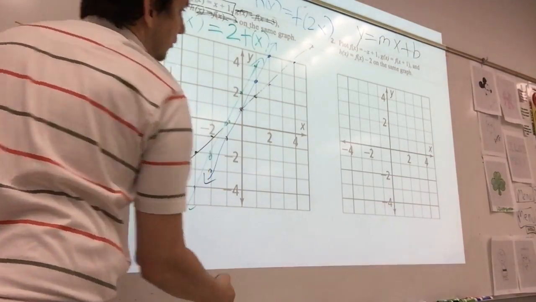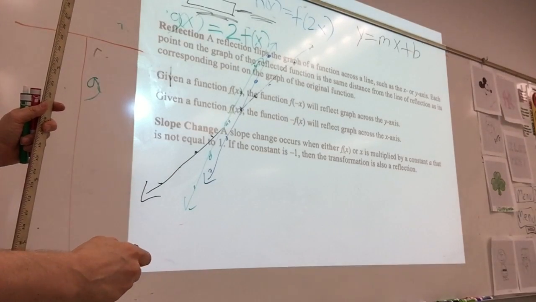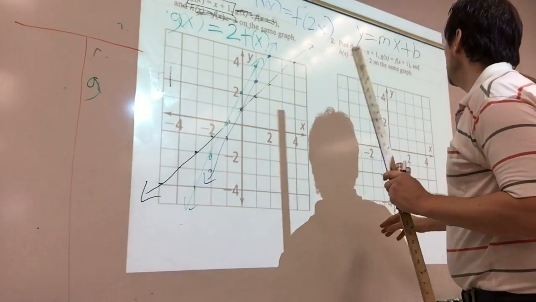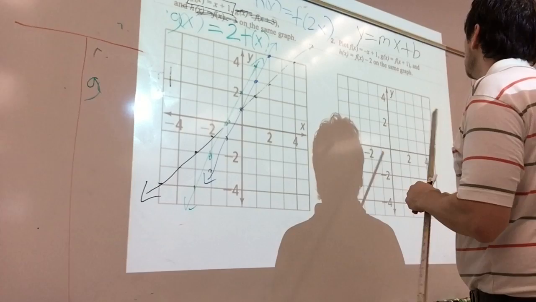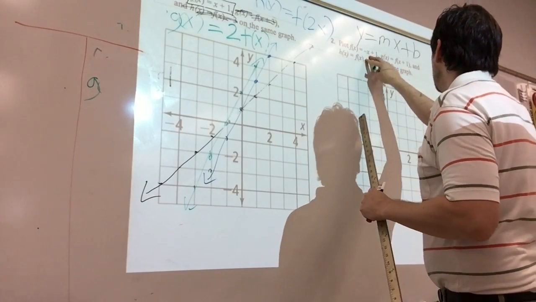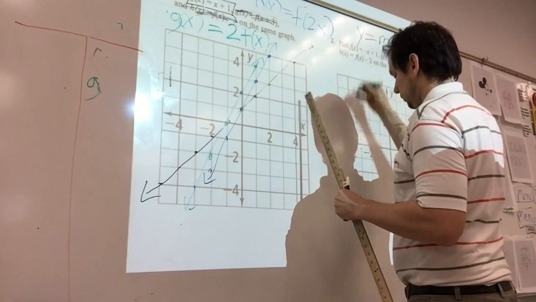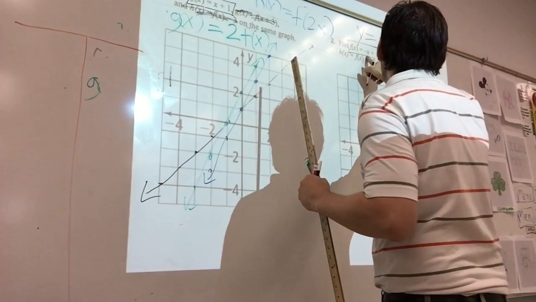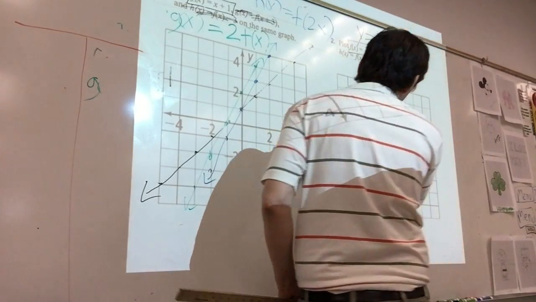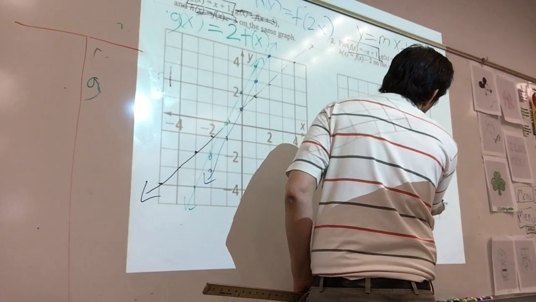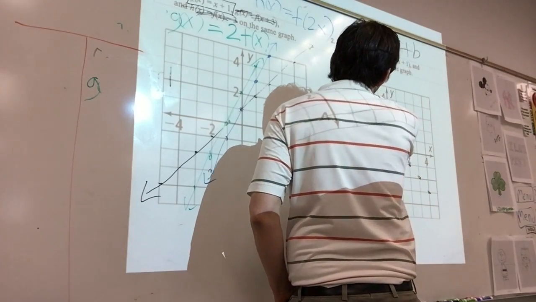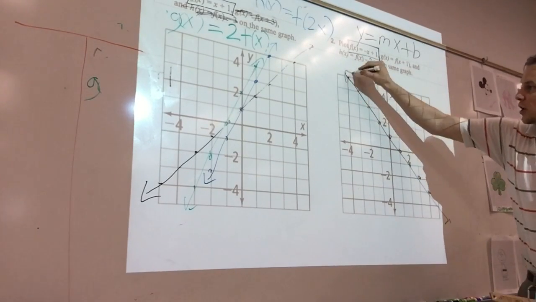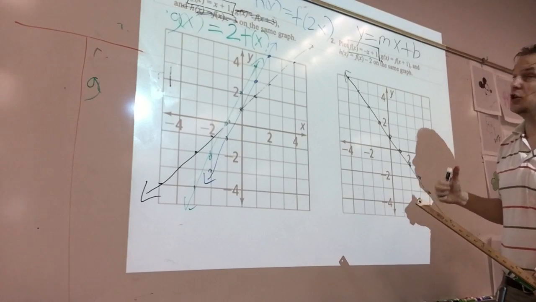So let me think. No, I'm going to use this grid right here, and I'm going to start with Frank's line again. Frank's equation here is negative x plus 1. All right, so I'm going to graph that again. Slope is negative 1. Y-intercept is 1. There is Frank's graph.